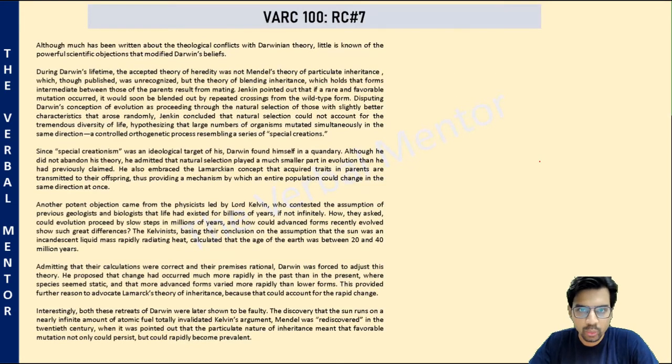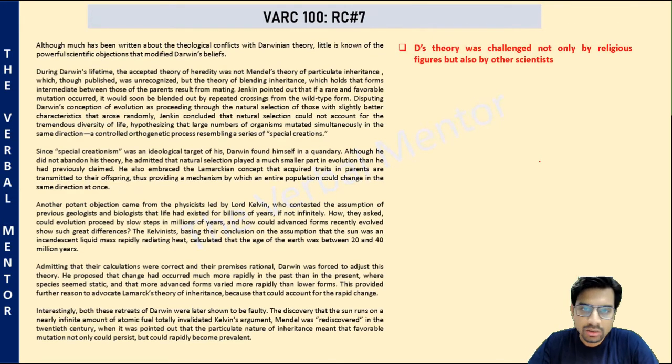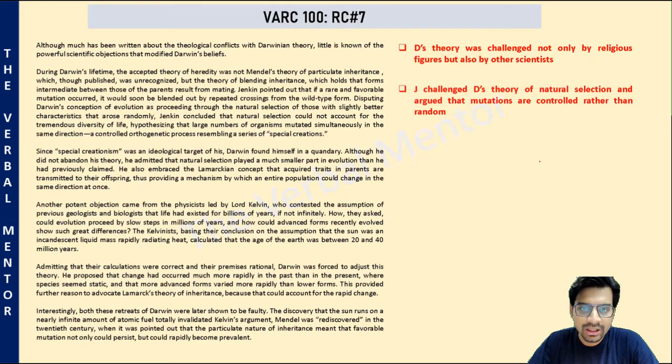A science-based passage. It was a difficult read possibly for some of you. A quick synopsis of the passage first. In the first paragraph, the author tells you that Darwin's theory was challenged not only by religious figures, but also by other scientists. In the second paragraph, he tells you that Jenkins challenged Darwin's theory and argued that mutations are controlled rather than random.